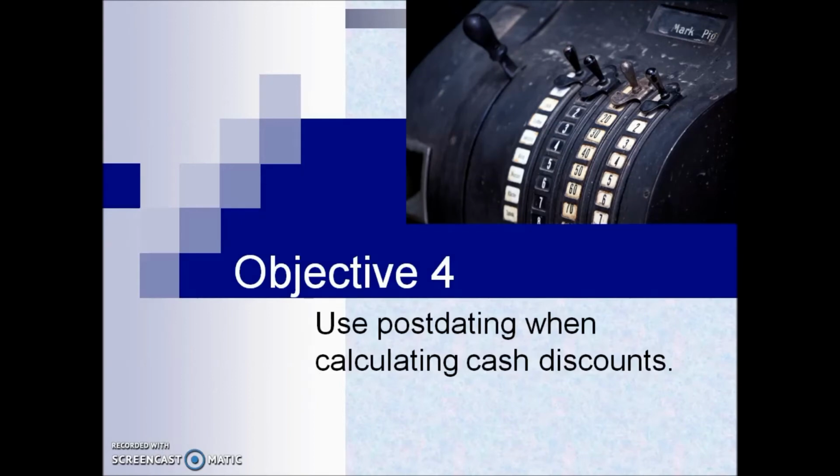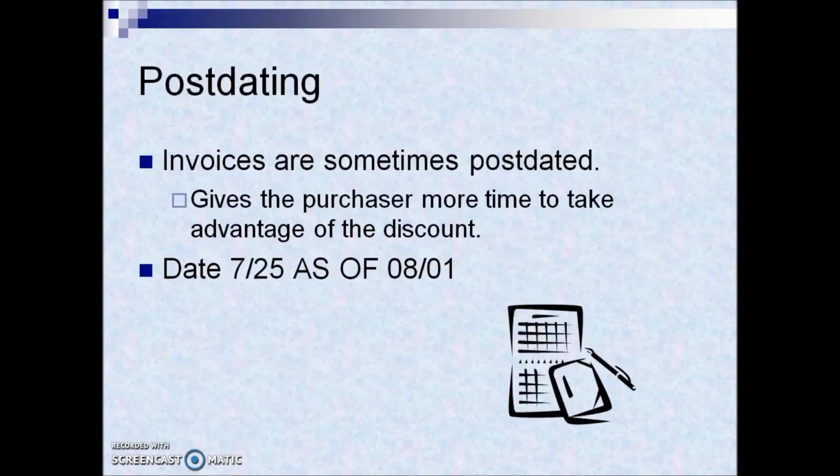In our next objective, we're going to look at using post-dating when calculating cash discounts. In the ordinary dating method, the cash discount date and net payment date are both counted from the date of the invoice. Occasionally, an invoice is post-dated. This may be done to give the purchaser more time to take the cash discount on the invoice, or maybe to more closely fit the accounting practices of the seller. The seller places a date that is after the actual invoice date, sometimes labeled as of.